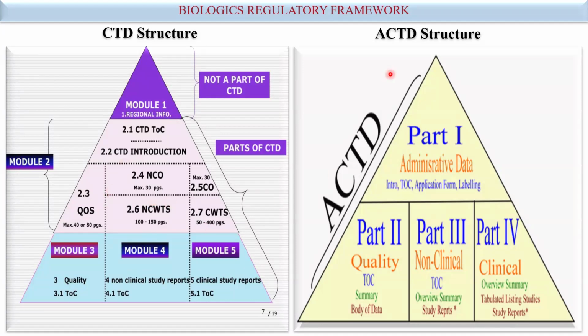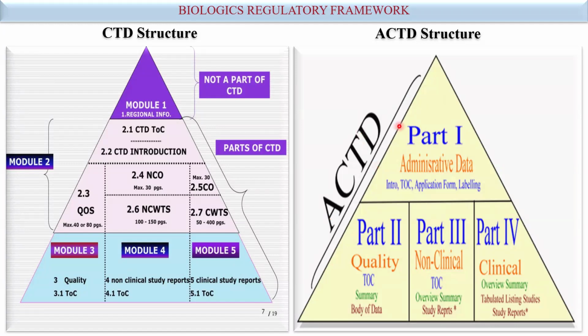Where you have prepared the CTD and want to convert it into ACTD, what we have to do: Part 2 is nothing but module 3, Part 3 is nothing but module 4, and Part 4 is nothing but module 5. So the technical data is not going to change, only the naming will change. Accordingly, we have to convert the dossier.